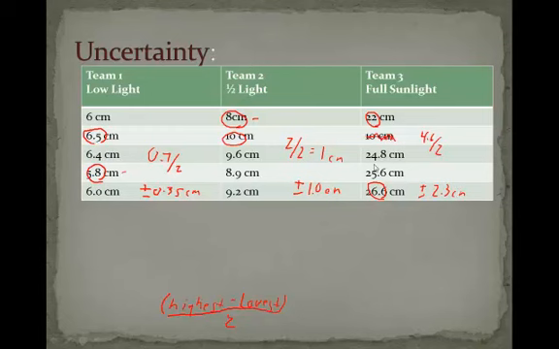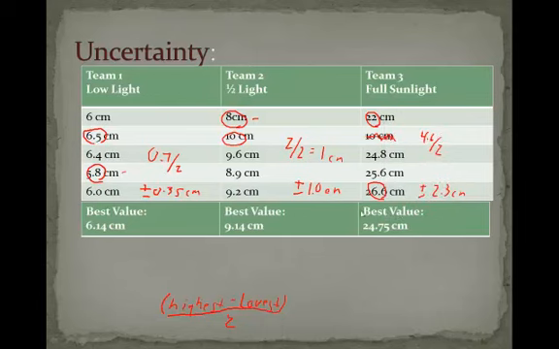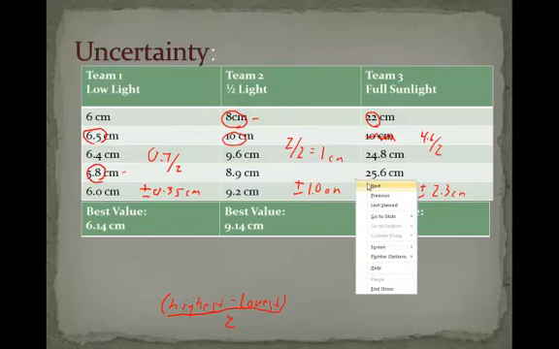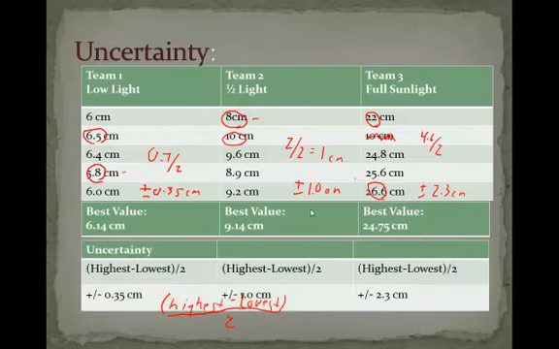Now, team 3, their corn plants grew the highest, they had the highest best value, so the highest growth came from the full sunlight. But really, when you look at uncertainty, over here team 1, they may not have had the best growth, but they did have the best data because they have the lowest uncertainty.